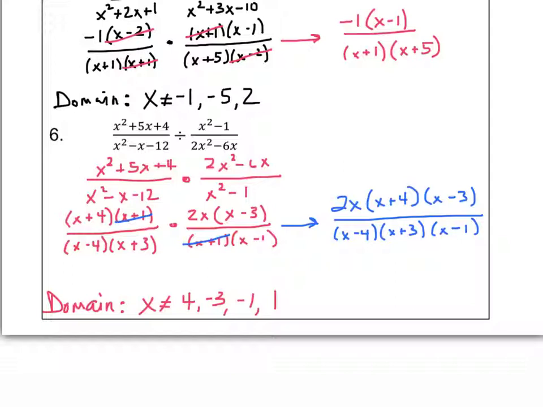Okay? All right, this concludes part 3 of section 8.4, which is division of rational expressions.